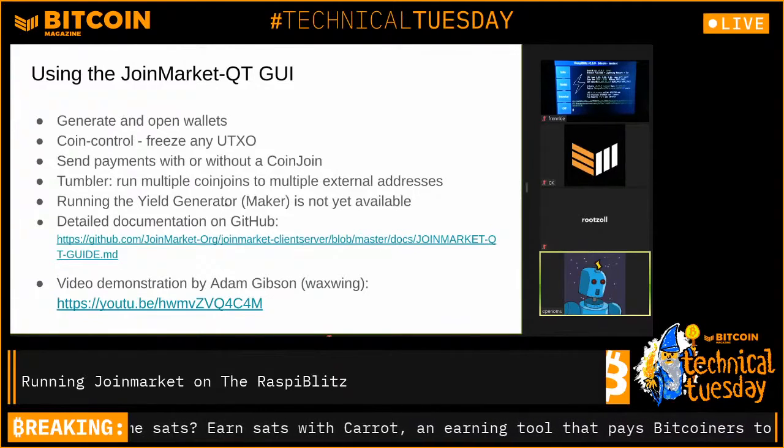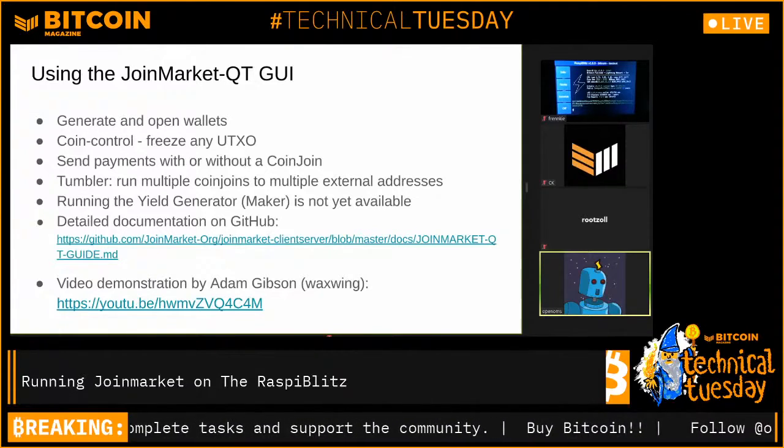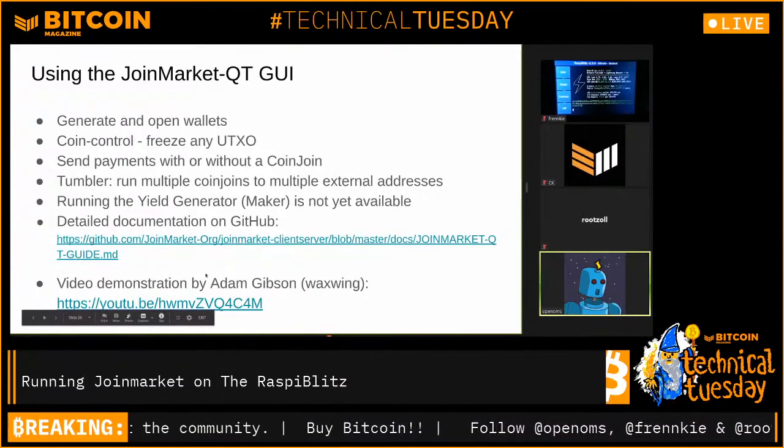What is not available is running the yield generator, because that requires an always-on setup, like a server, which is what the RaspiBlitz is perfect for. So that's why I've implemented it in the menu. It's just links for the documentation I mentioned before.